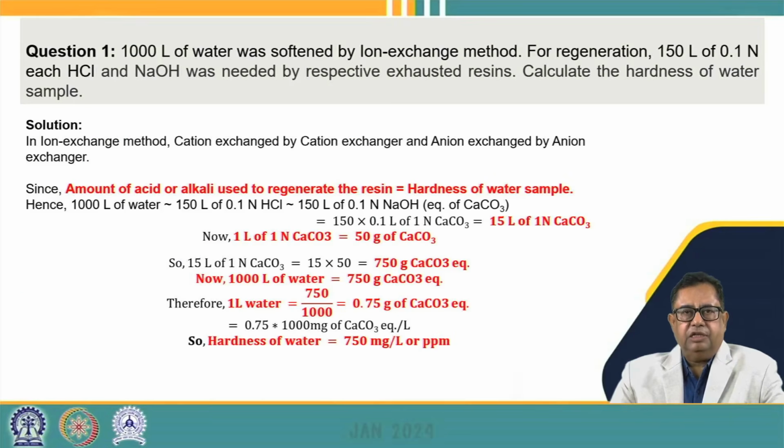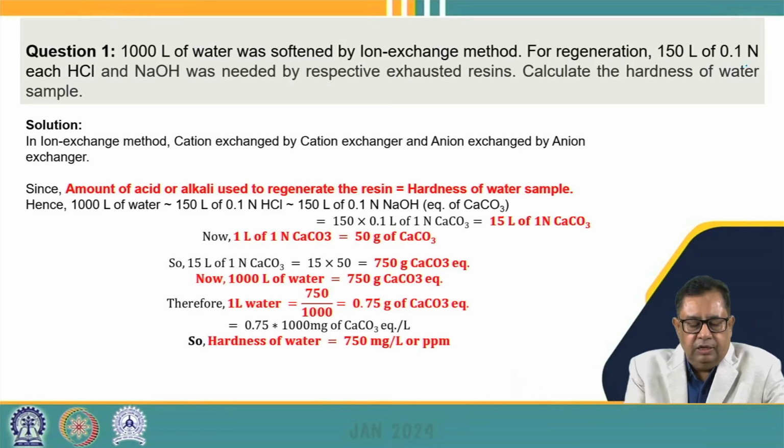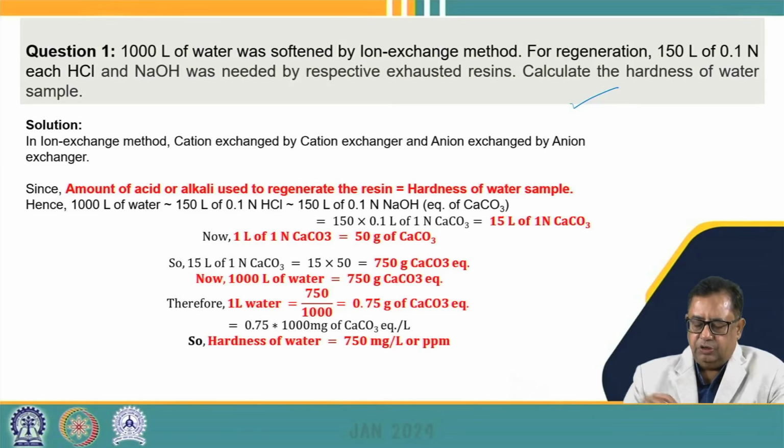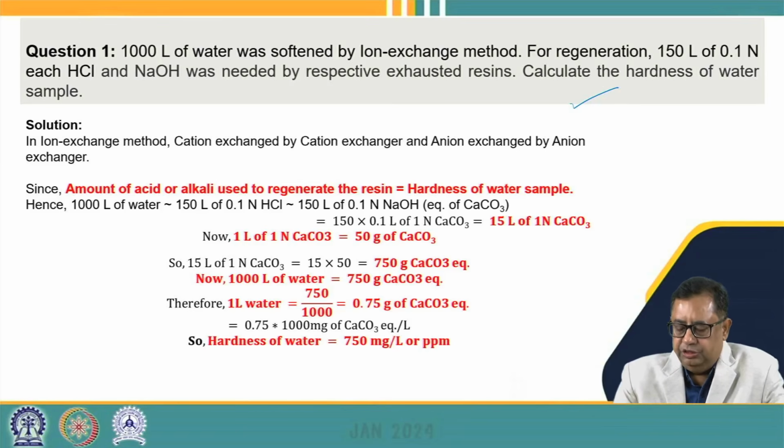So let us take an example: we have 1000 liters of water which needs to be softened by the ion exchange method. For the regeneration we are using 150 liters of 0.1 normal HCl as well as NaOH for the cation exchange as well as the anion exchange resins. So we need to calculate the hardness of the water sample. As we know, the amount of acid or alkali used to regenerate the resin is equal to the hardness of the water sample.